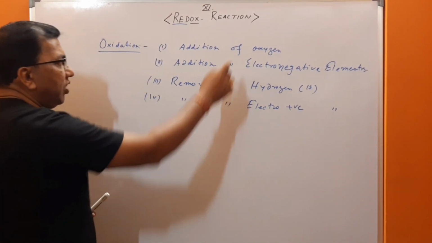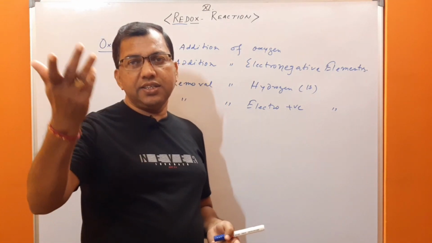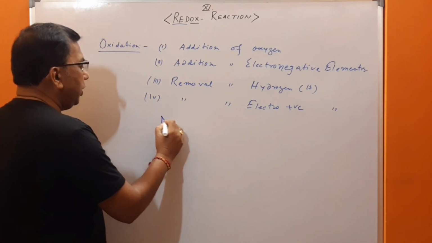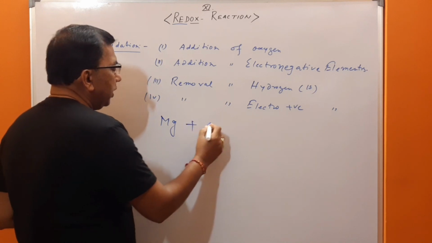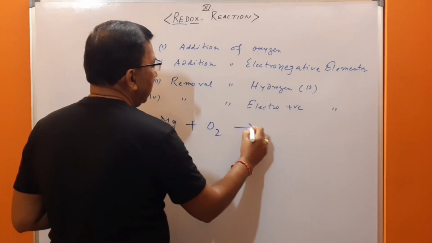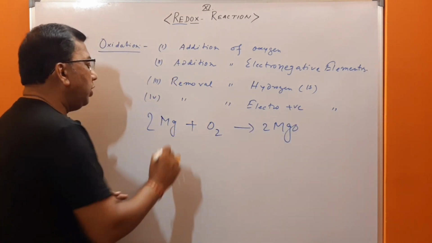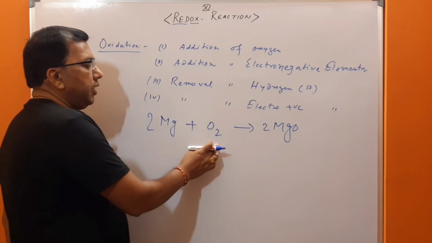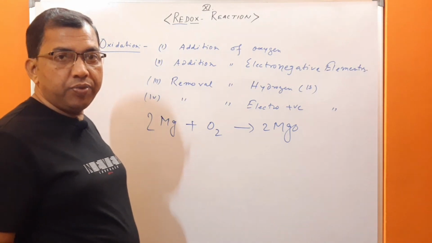Addition of oxygen: most of these reactions you all know from classes 6, 7, 8, 9, 10. Suppose Mg is the metal. With this metal, oxygen is added. It forms 2MgO: 2Mg plus O2 gives 2MgO. So with Mg, oxygen is added, and this reaction is known as an oxidation reaction.